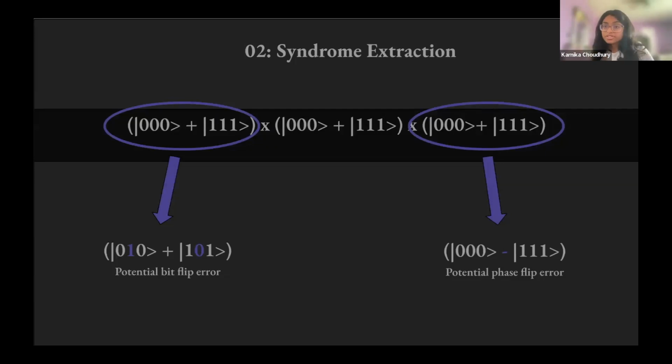Okay, before I talk about syndrome extraction, I just want to make it very clear what these errors would look like when it comes to this code. So this is the encoded qubit. A potential phase flip error would look like this, where the plus sign would become minus. Or if it was a bit flip error on the second qubit, we'd see the 0 and the 1 would flip.